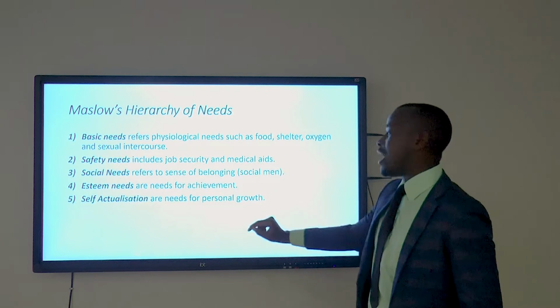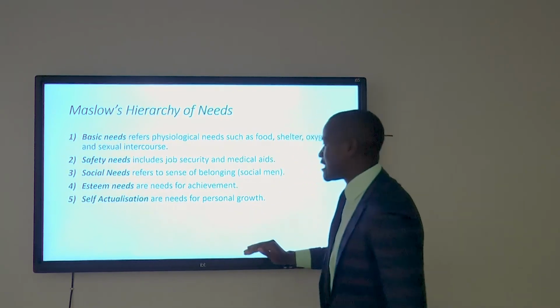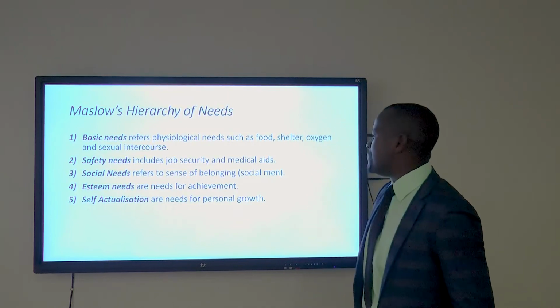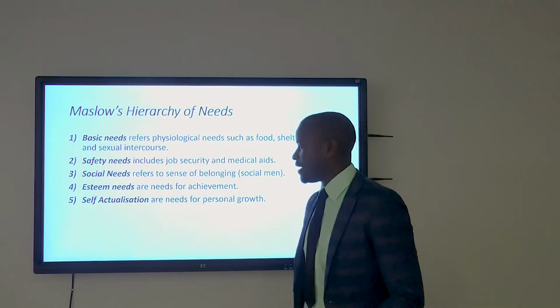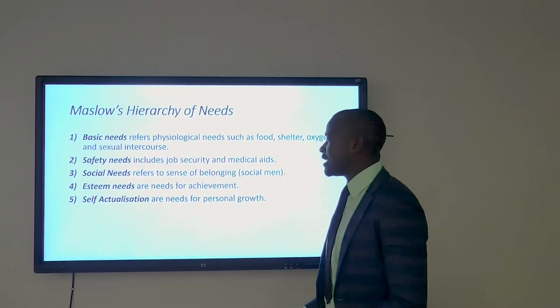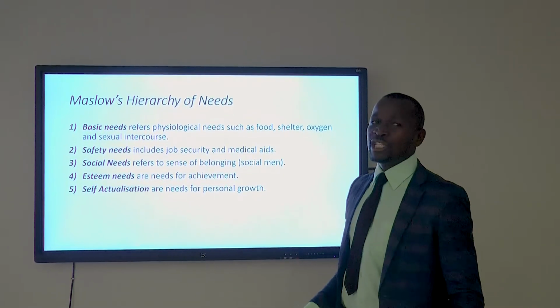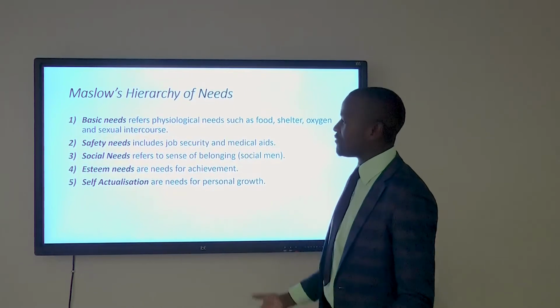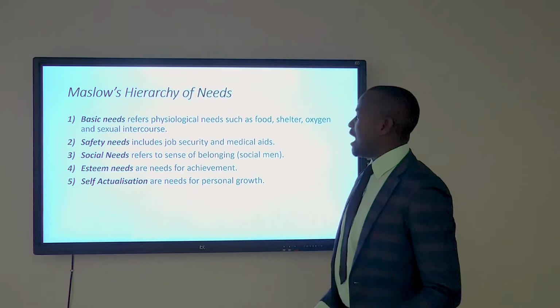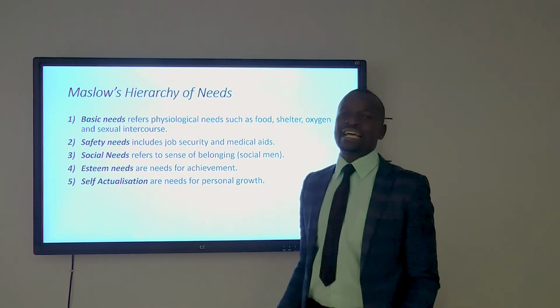As well, we have the esteem needs, and these are needs for achievement. Last but not least, at the epitome, we have needs for personal growth. I gave some examples of that. You are being given an opportunity to go for a scholarship. Maybe on self-esteem, you might need an example there. You are given a target and you achieve the target. That motivates.